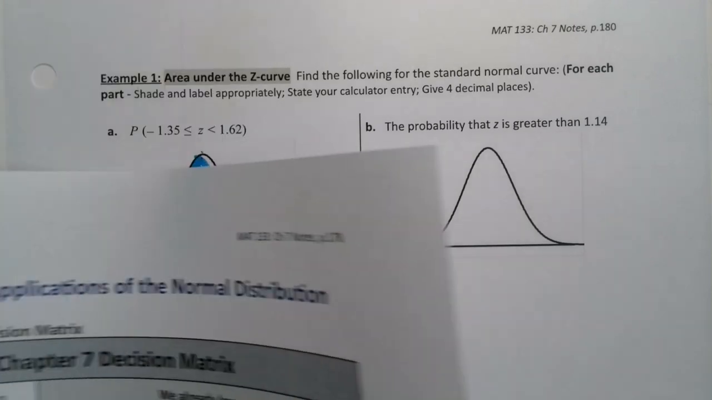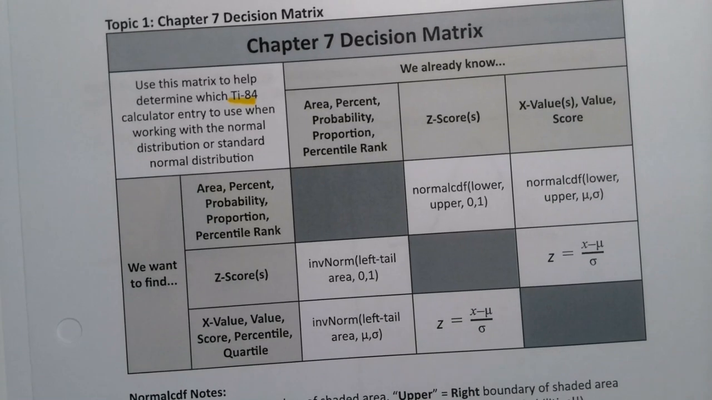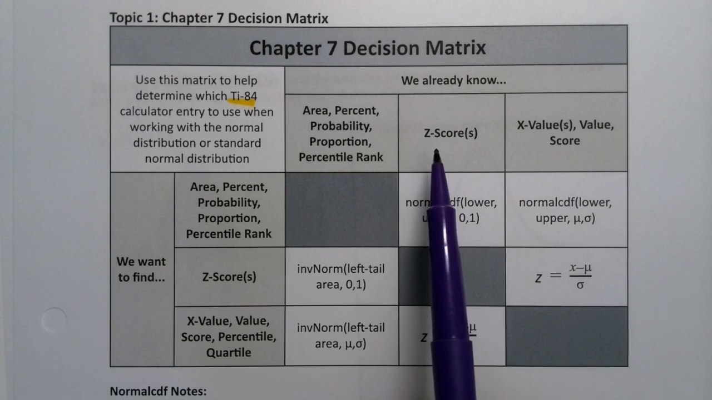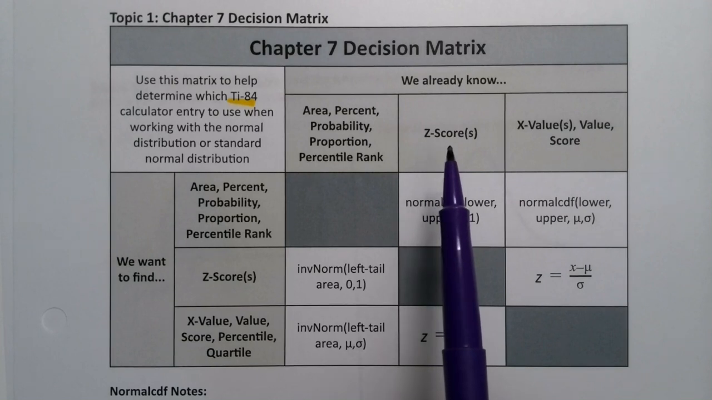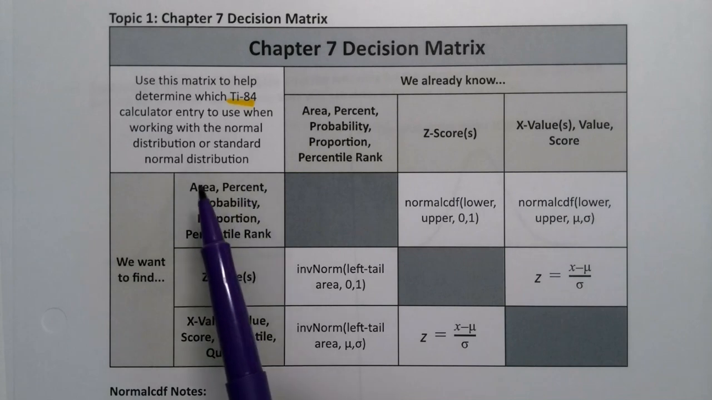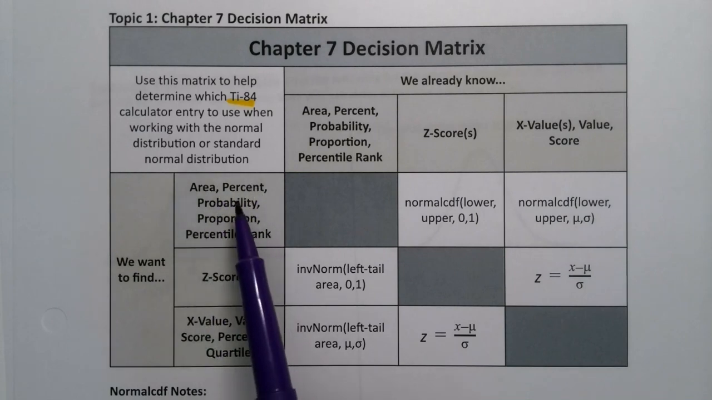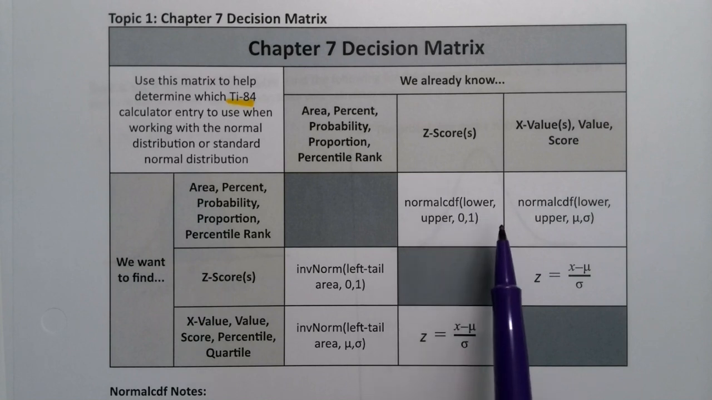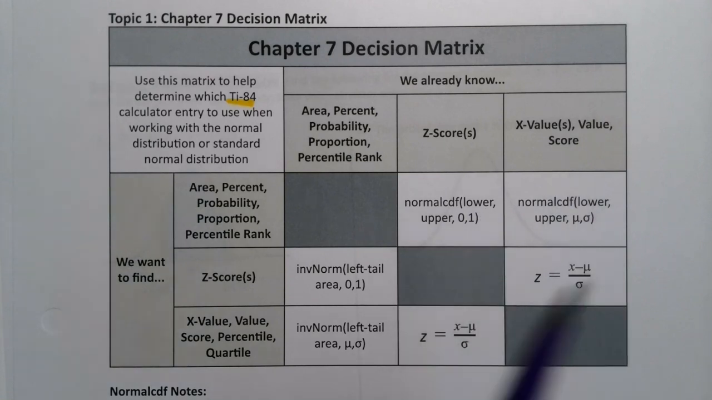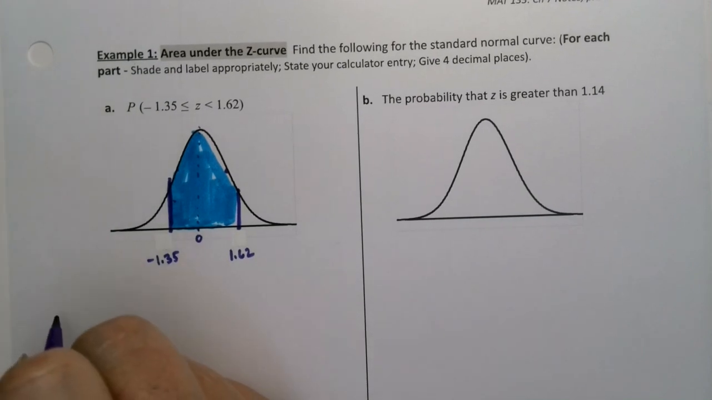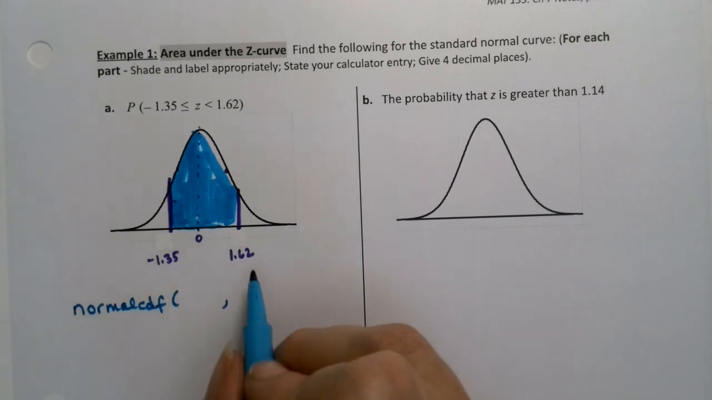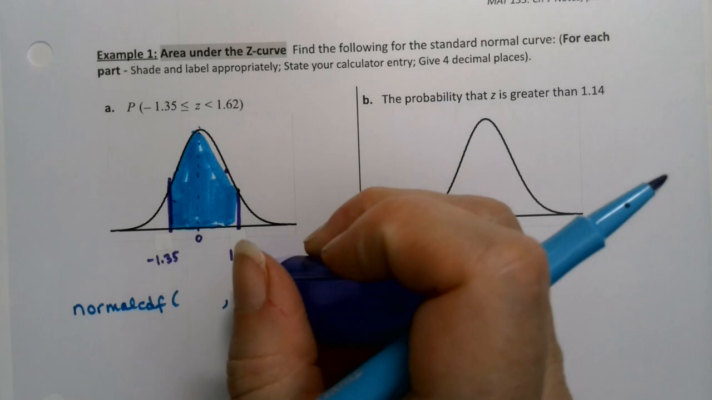Now, how am I going to find that area? Let's go back to the decision matrix. We already know z-scores. We know negative 1.35 and 1.62. What we want to find is the area, the probability, that blue zone I shaded. So we're going to use normal CDF, lower, upper, 0, and 1. Again, that's a TI-84 step. Let me show it to you on StatCrunch as well, but let me start with the TI-84. So it'll be normal CDF, lower, comma, upper, comma, 0, comma, 1. That's what it said.